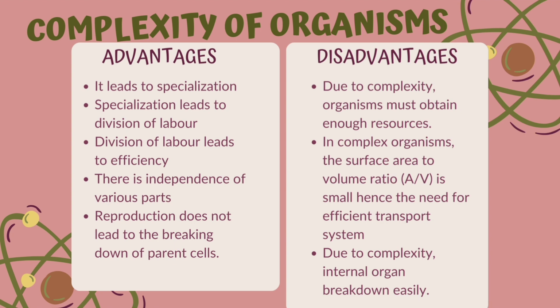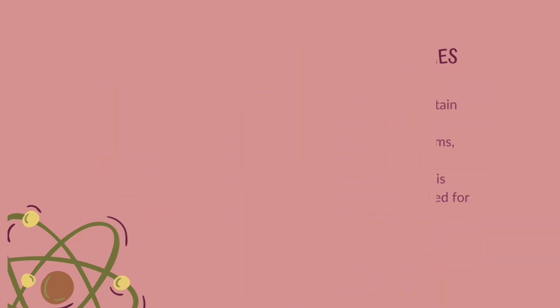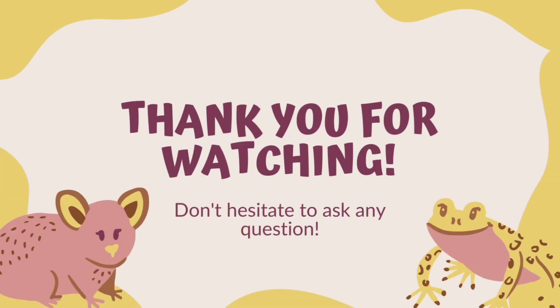Now, quickly, the last thing we're going to be talking about today is the advantages of complexity and the disadvantages of complexity. I will try to run over it quickly. The first one for advantages, we can see that it leads to specialization. What specialization? Where a particular set of organs are responsible for a particular function. The next thing is that we see that specialization leads to division of labor. Yes, for example, we have the circulatory system. They have organs that are responsible for that and the rest.